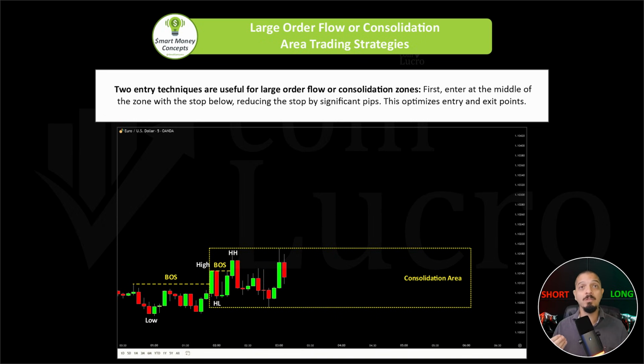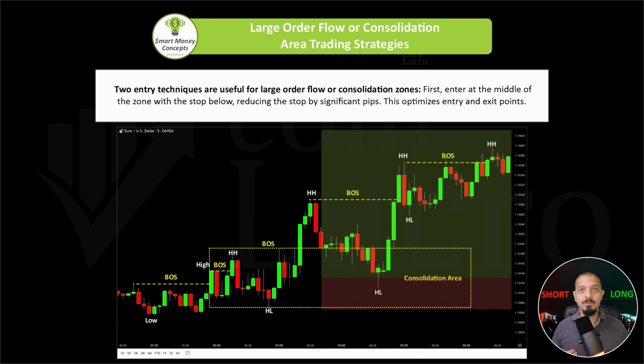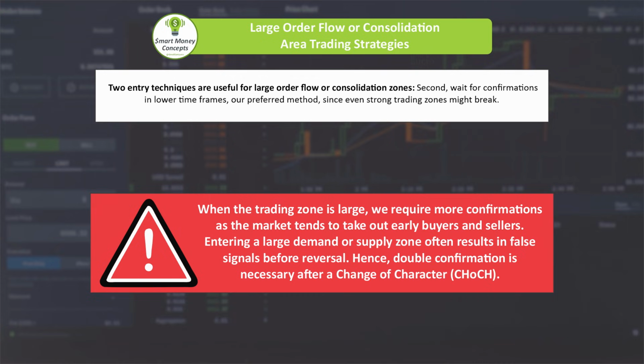Two entry techniques are useful for large order flow or consolidation zones. First, enter at the middle of the zone with the stop below, reducing the stop by significant pips. This optimizes entry and exit points. Second, wait for confirmations in lower time frames. Our preferred method, since even strong trading zones might break.